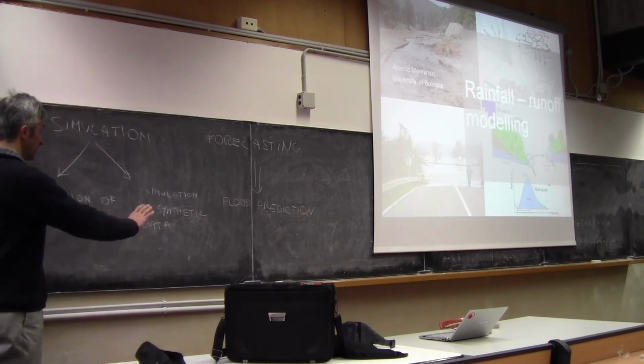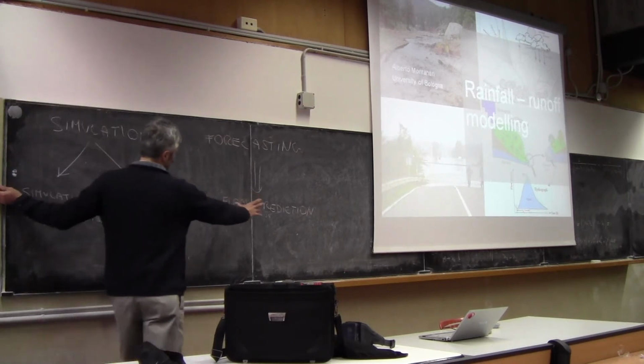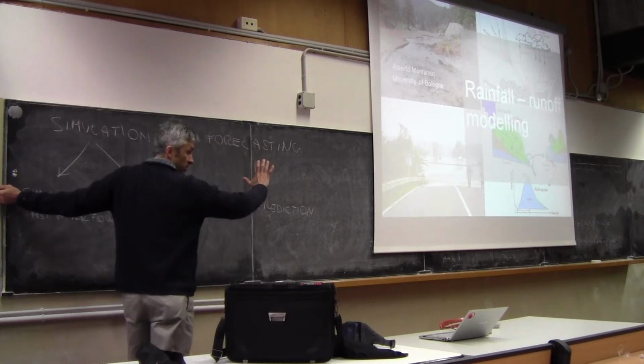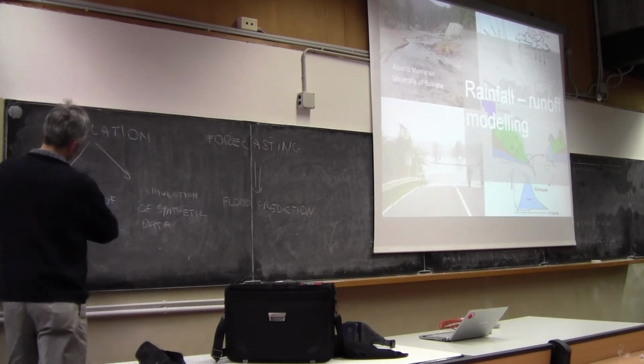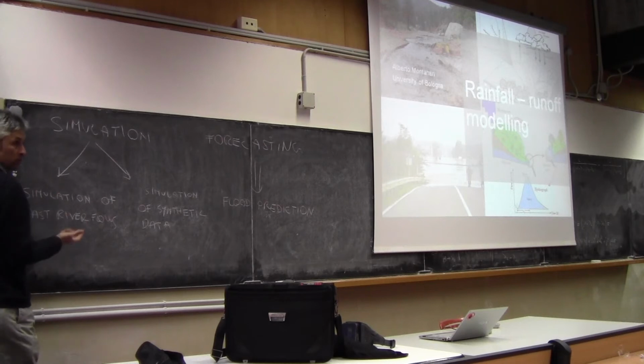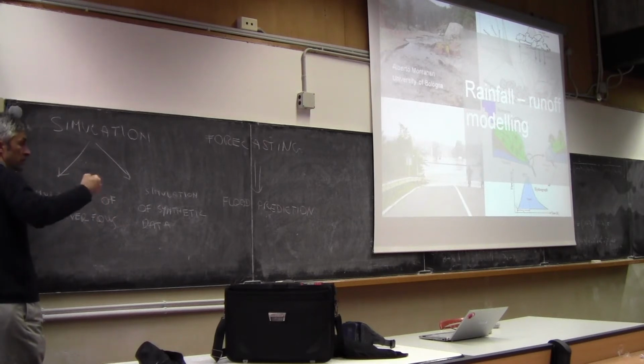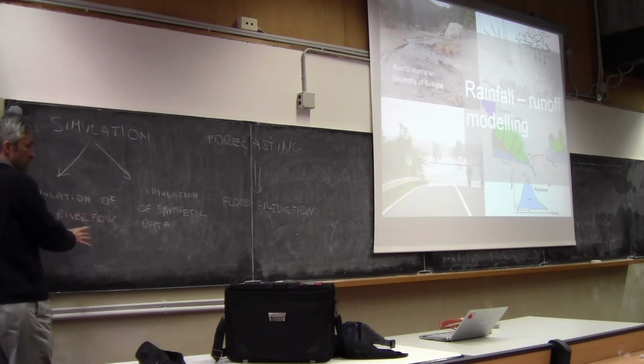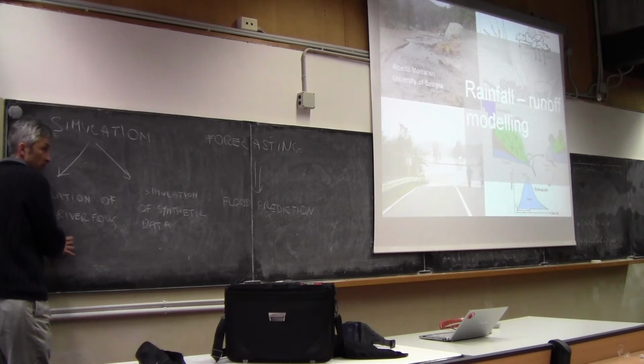So I think I already clarified the meaning of flood prediction, forecasting. It's clear. I think it's also quite clear what is a simulation of past river flows. It means that you take past rainfall, you feed the rainfall model with past rainfall and other required data, and you get a simulation of past river flows to be eventually compared with what you observed if available. In any case, you get an estimate of what happened in the past.